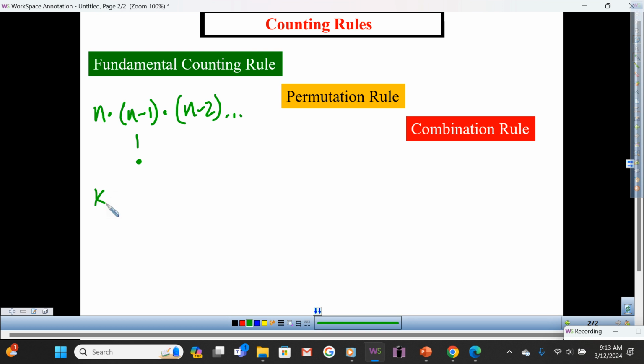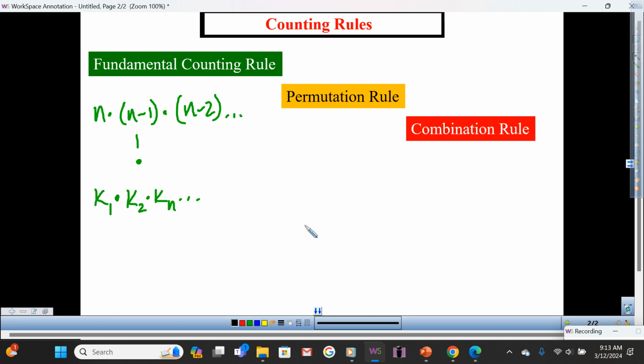Joseph, I'll start with the letter K. Times. Dot, dot, dot, and so on and so forth. And this is the fundamental counting rule where we saw the different events and we multiply the total number of the events for each, and that gave us the counting rule.